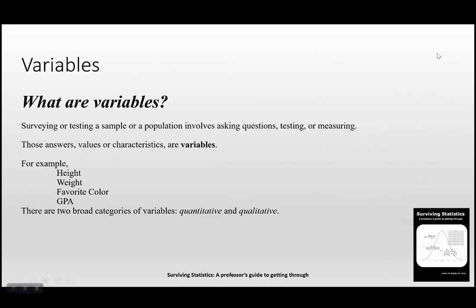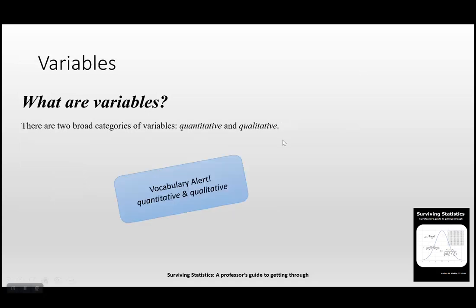Well, when we survey, we're going to be working with variables. Variables are the questions that we're asking the sample, and these values and characteristics are called variables. For example, if I ask someone how tall they were, how much they weighed, what their favorite color was, what their GPA was, those are all variables. Now there are 2 broad categories of variables that we need to introduce you to: quantitative and qualitative. You'll hear those again and again in your statistics course and also in my Surviving Statistics book.